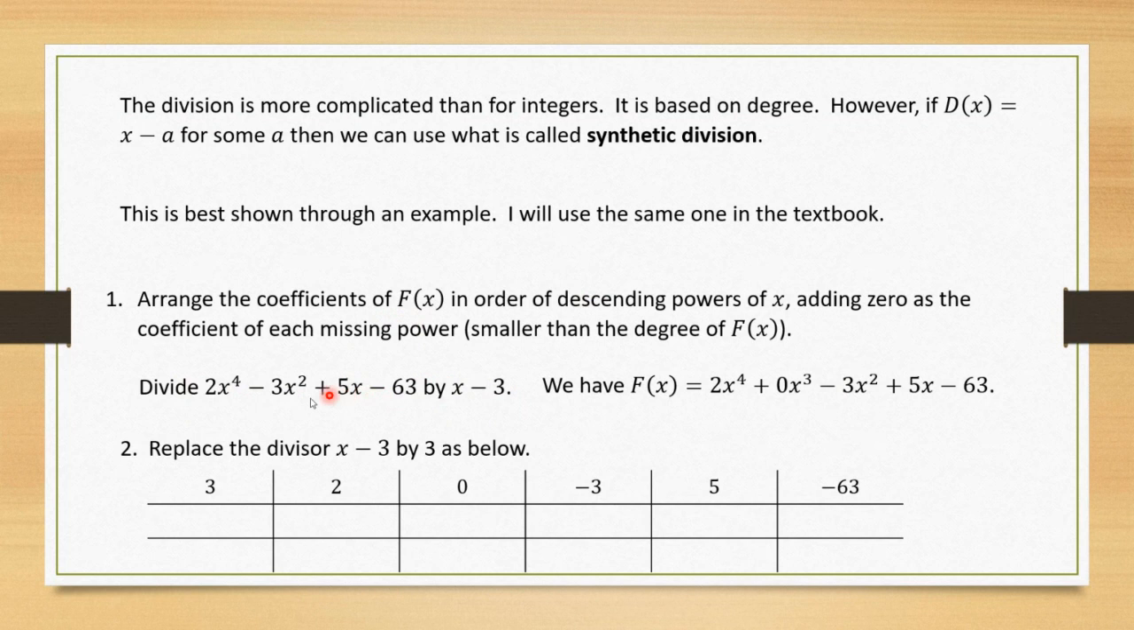Now what you want to do first is fill in the missing terms using 0 as a placeholder. In other words, this is degree 4, but notice there's no degree 3 term here. That's missing. We're going to use 0 as a placeholder for it. It's kind of like what we did when we added and subtracted polynomials vertically. We put 0 in as a placeholder. Same idea.